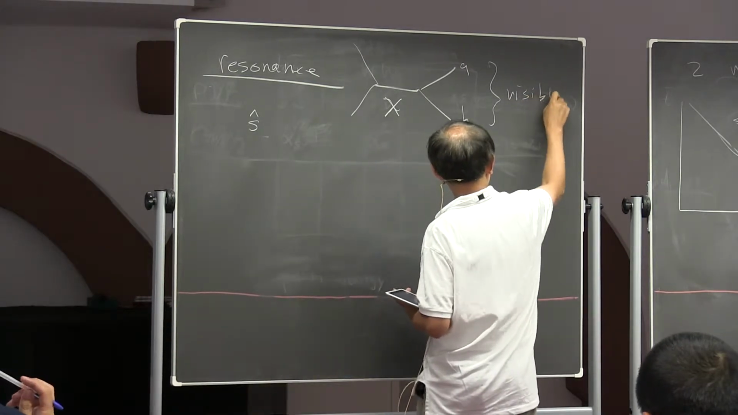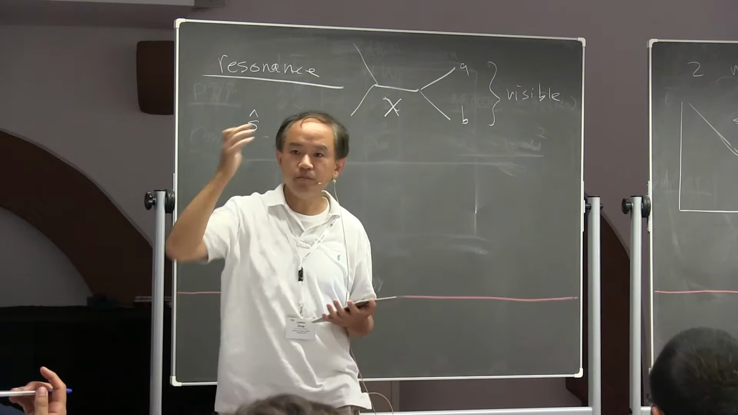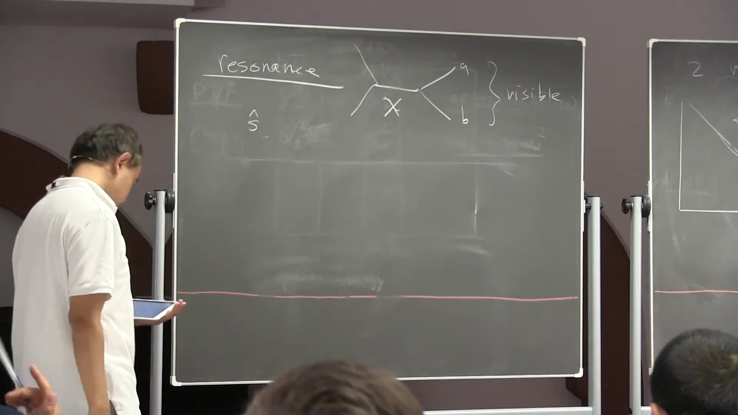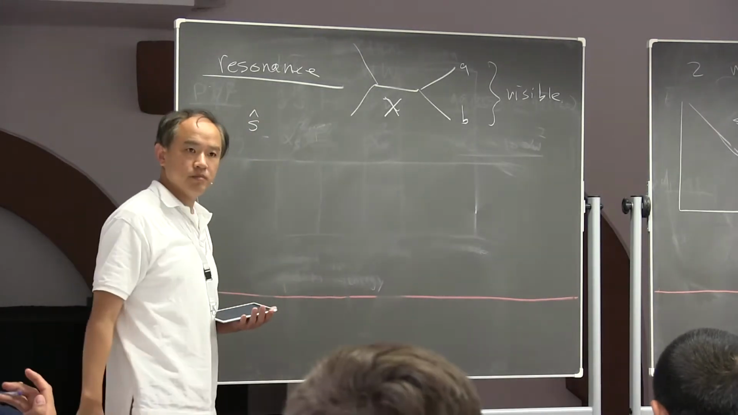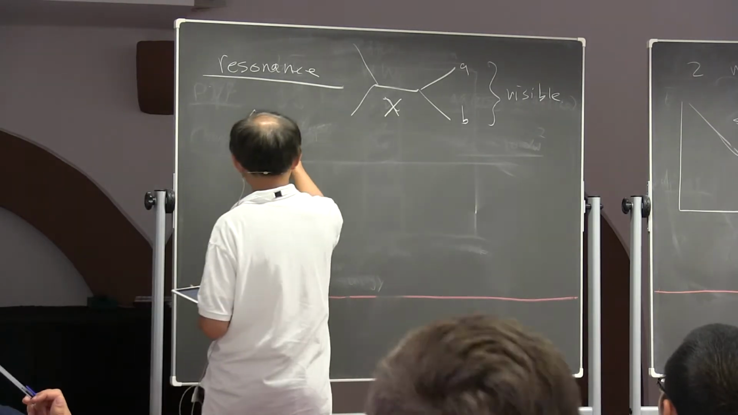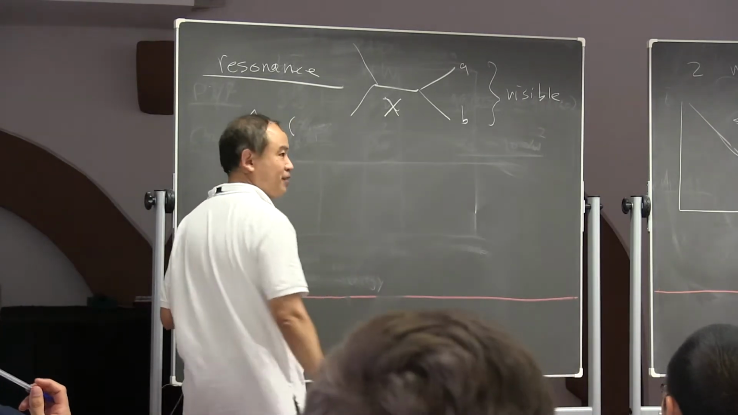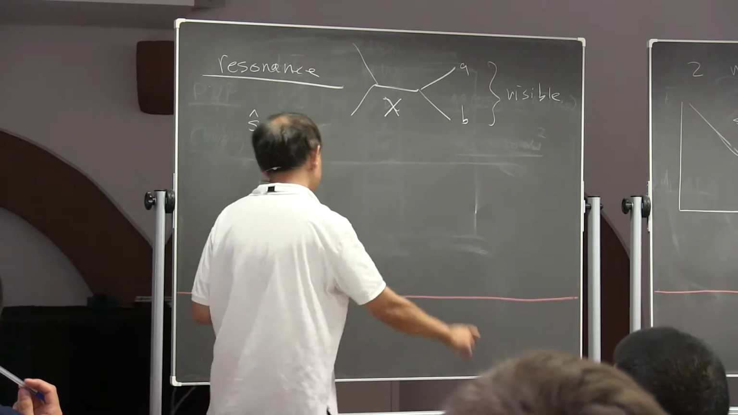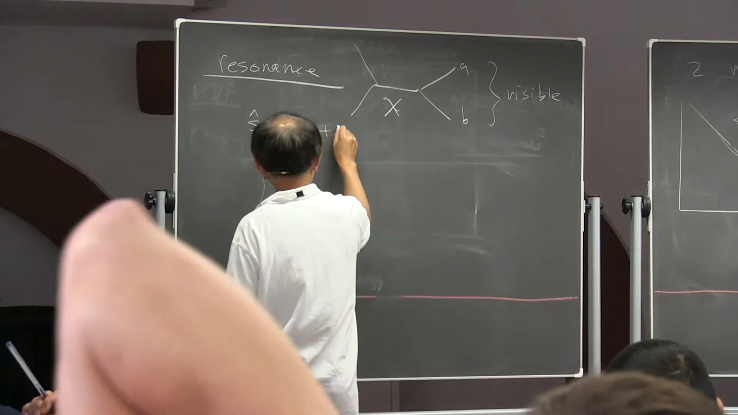Okay, they are not missing energy. They are all visible. It means that you can measure their momentum. So what you do is you form the kinematical variable, which is just the S hat: PA plus PB squared.